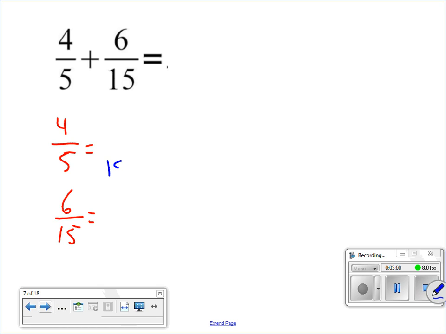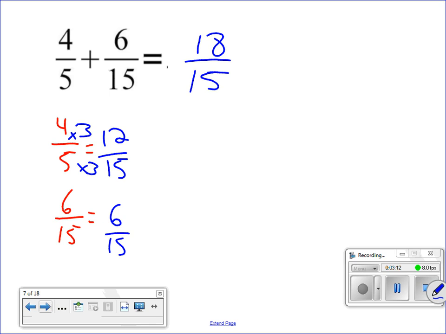5 and 15, they both go into 15. That means this one stays identically the same. This would be times 3, which would give me 12. 12 plus 6 gives me 18 over 15. Improper fraction because my numerator is larger than my denominator. 15 goes in 18 one time. What's left over? 3/15.